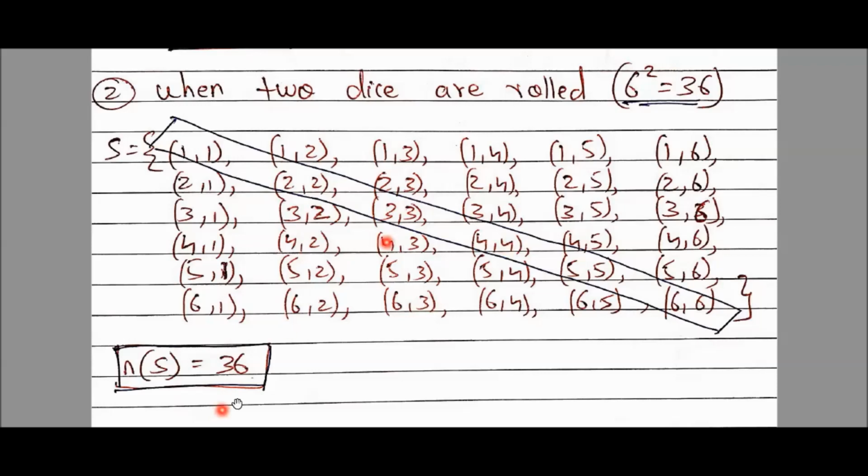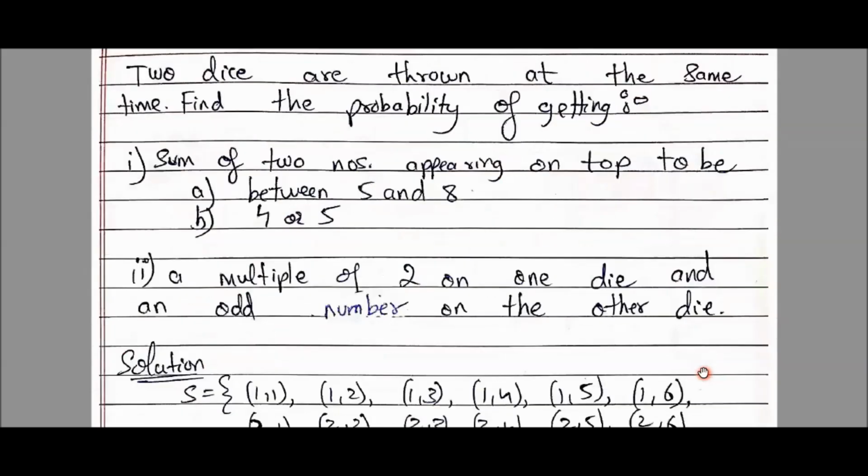And if you count it, it's 36. Here also we understood how 36 comes here. Okay, students. So now let's start with our question. See, I have not taken a one-die question. It's very simple. When one die is rolled, we have only 6 options: 1, 2, 3, 4, 5, 6.